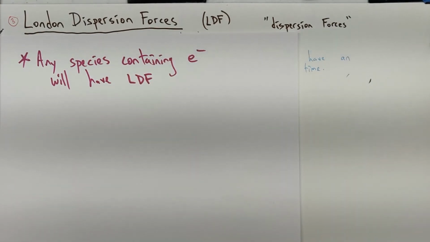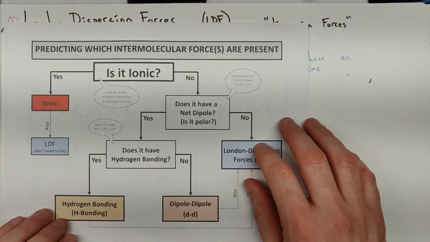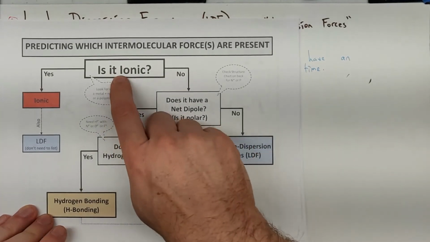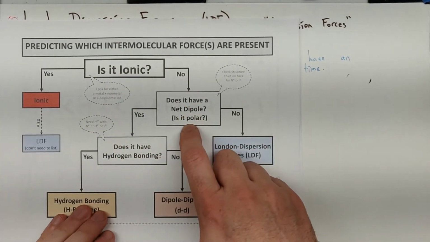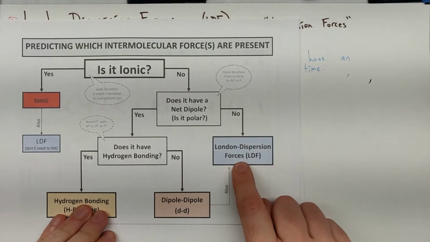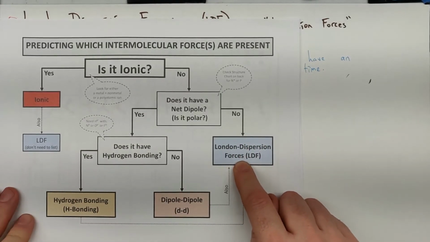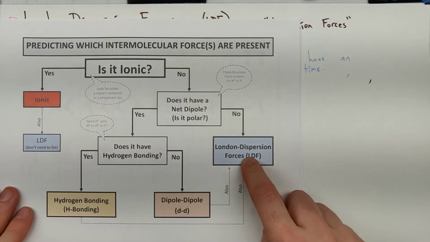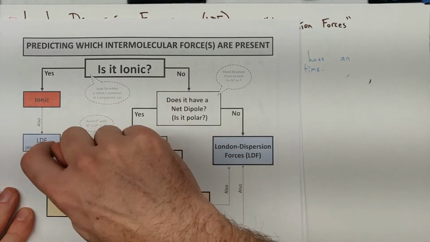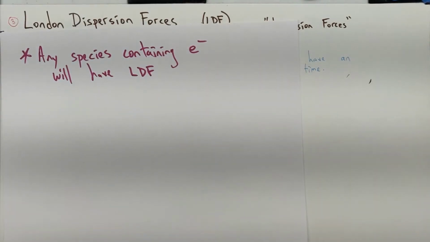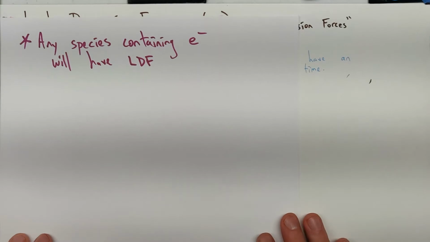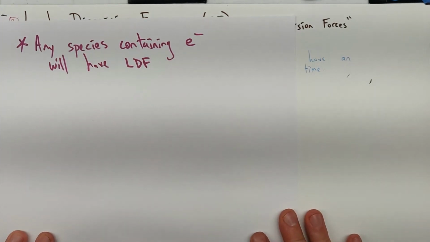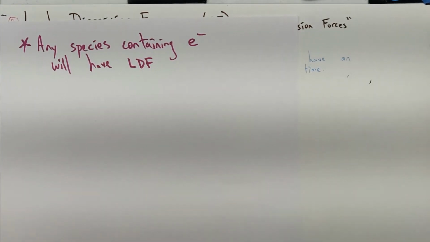And since my intermolecular forces initial handout is buried right now, I just want to hop back to this and our predictions, right? Is it ionic? No. Does it have a net dipole? No. Then you have London dispersion forces. And even if you have hydrogen bonding or dipole-dipole forces, you still have those London dispersion forces. And technically, even if you have ionic, you have London dispersion forces, because you just have to have species containing electrons. And the question is, and this one comes up frequently, how strong are London dispersion forces?